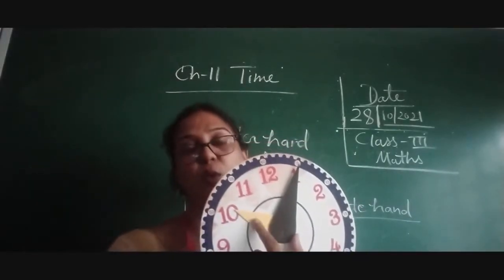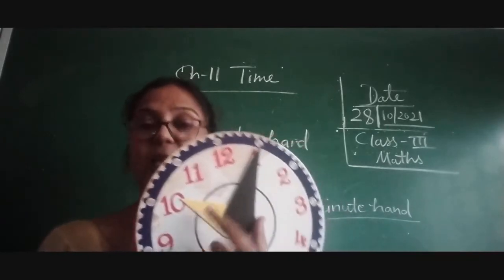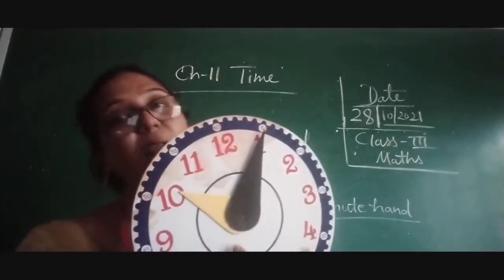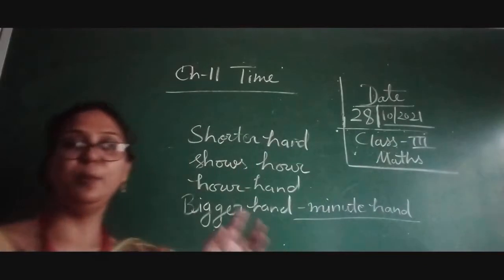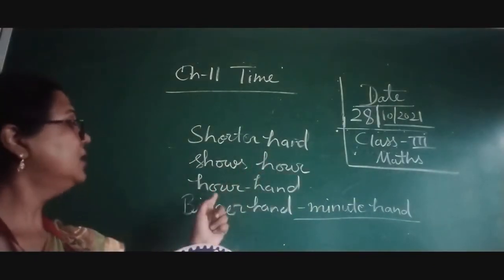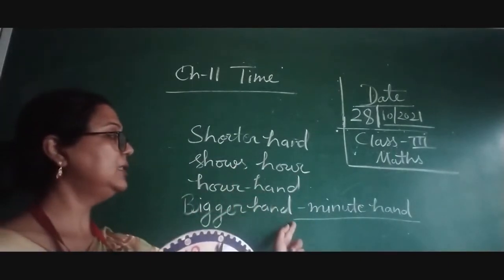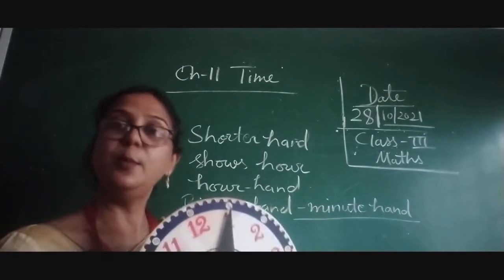The shorter hand is called the hour hand, and the bigger one is called the minute hand. Okay children, so remember always, the short hand shows the hour, so it is called the hour hand, and the bigger hand shows the minutes, so this is called the minute hand.